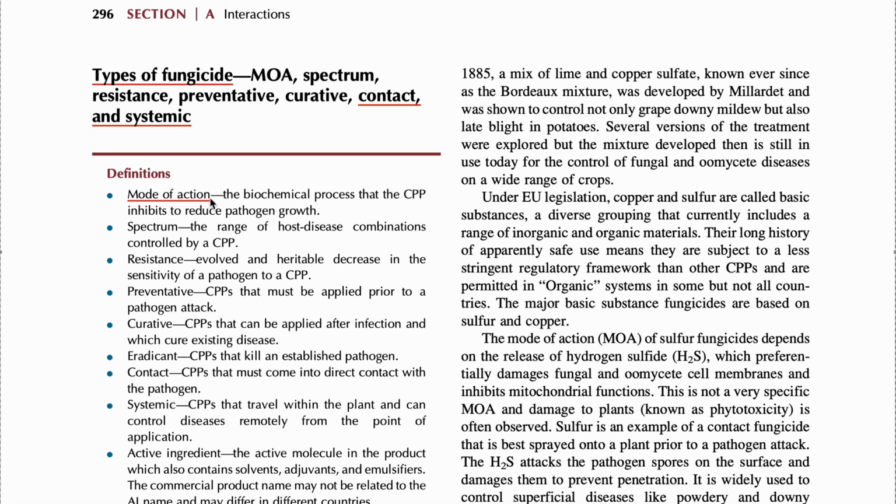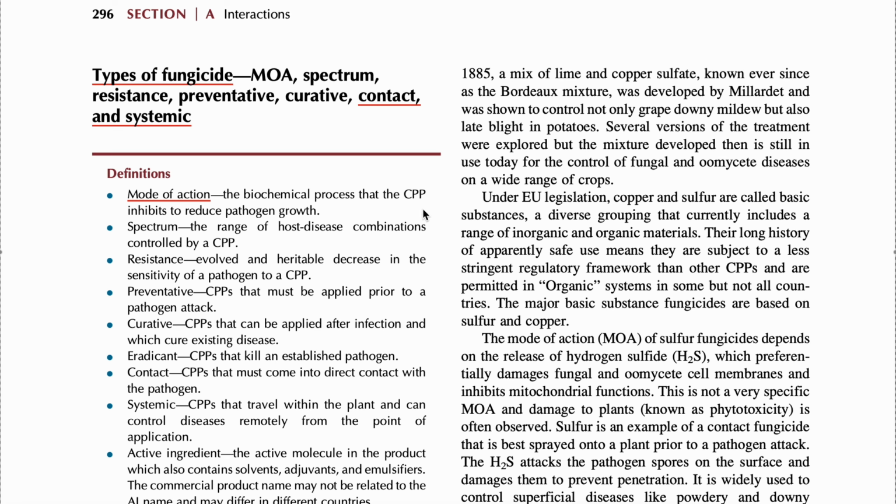First of all, mode of action: the biochemical process that this CPP inhibits to reduce pathogen growth. That means what? There are many fungicide groups. So what is their target site or target location with the help of which they decrease the pathogen growth?